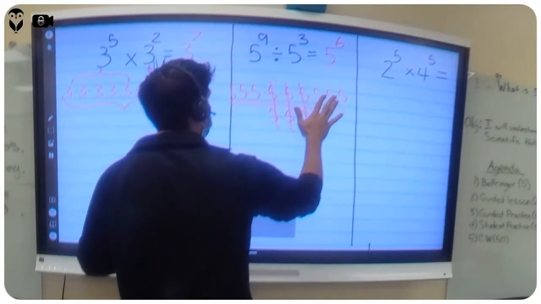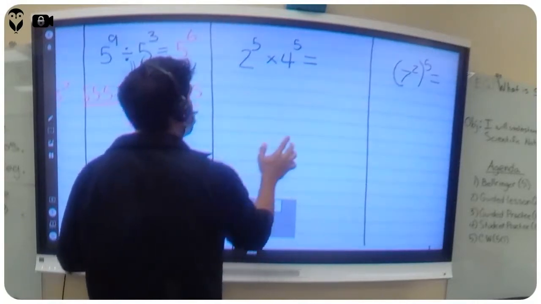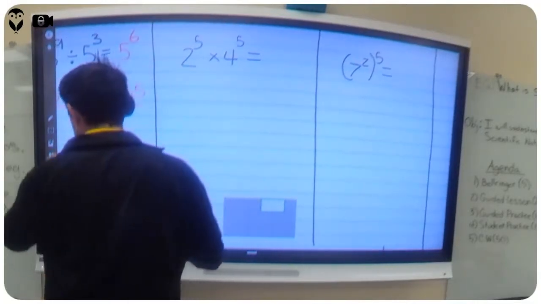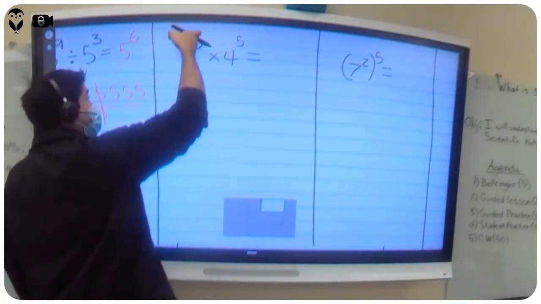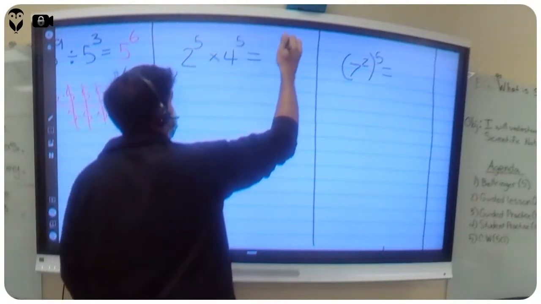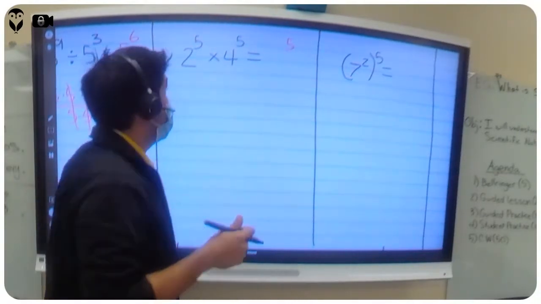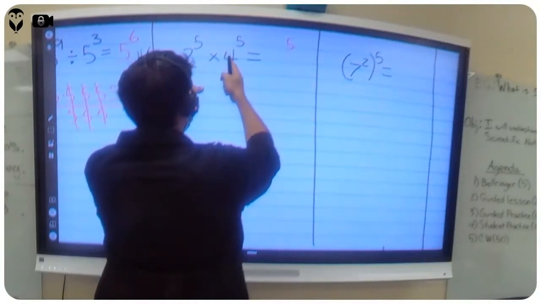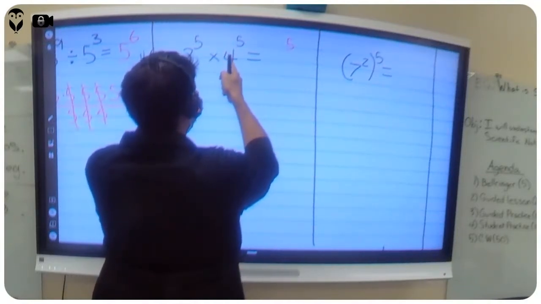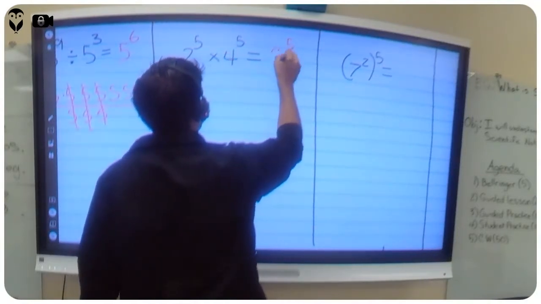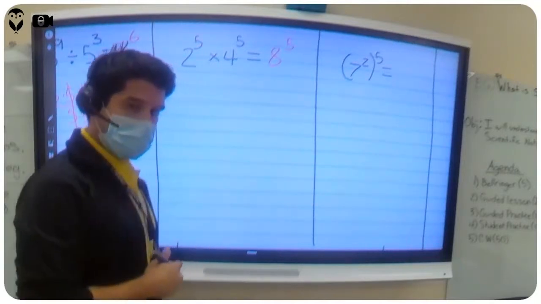Okay? Let's go to the next one. Now again, the 5 is consistent all the way through. So now we know that the exponent stays the 5. What do I do with the numbers down here? Bases, when they're the one that's going to change, they act normal. 2 times 4, 8. Okay?